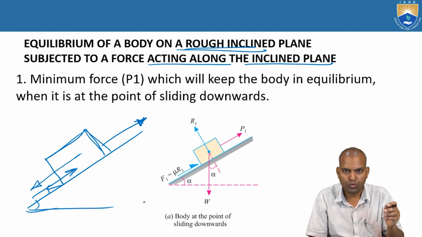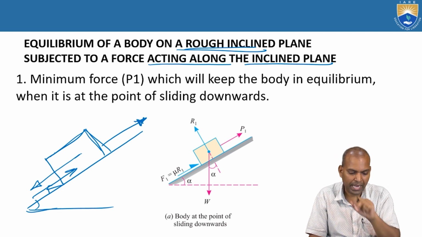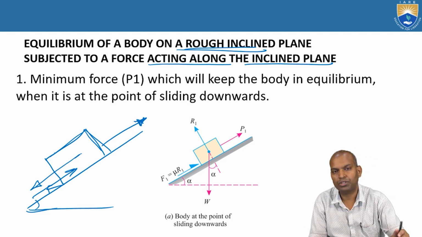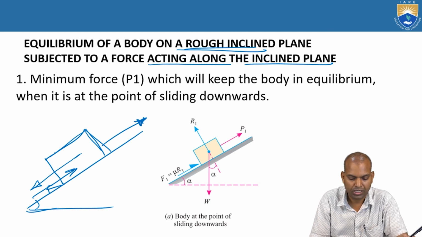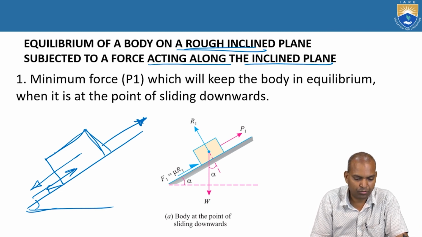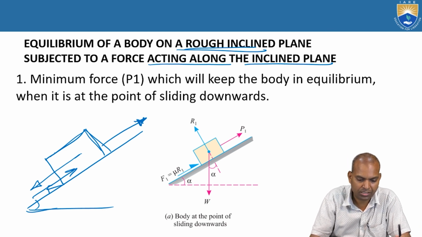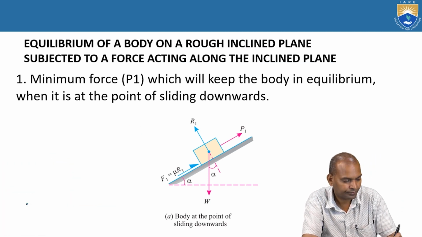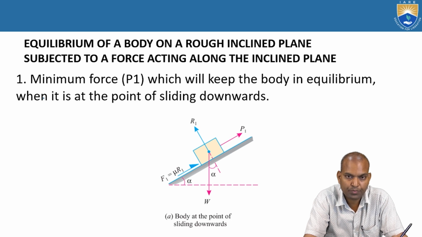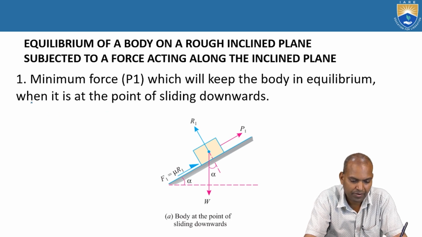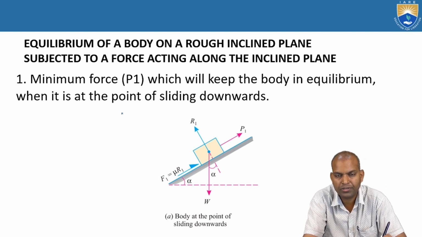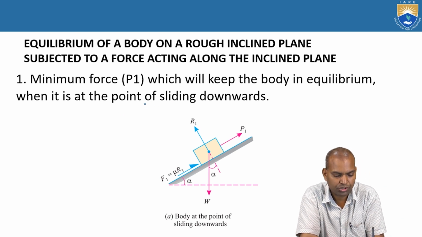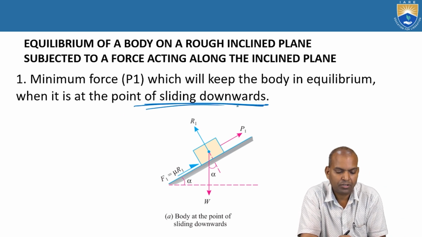When the body goes upward, whatever friction force acts opposite to the direction of the motion of the body, that is downwards. Now here, we are going to study two cases. Case 1: the minimum force P1, which will keep the body in equilibrium when it is at the point of sliding downwards.